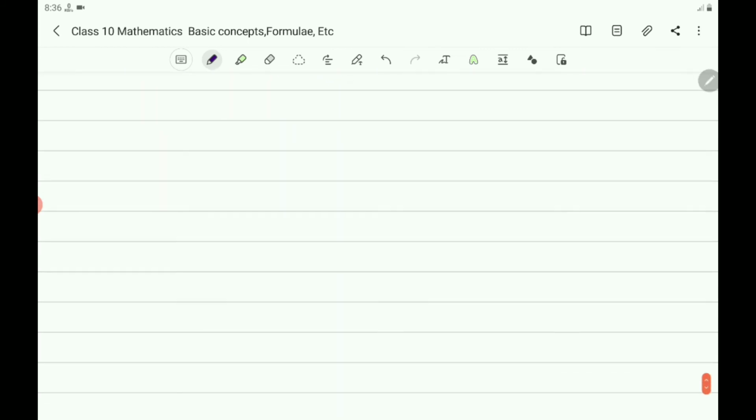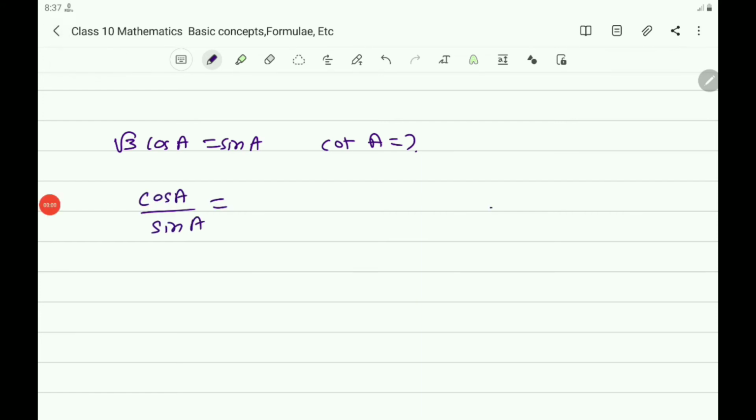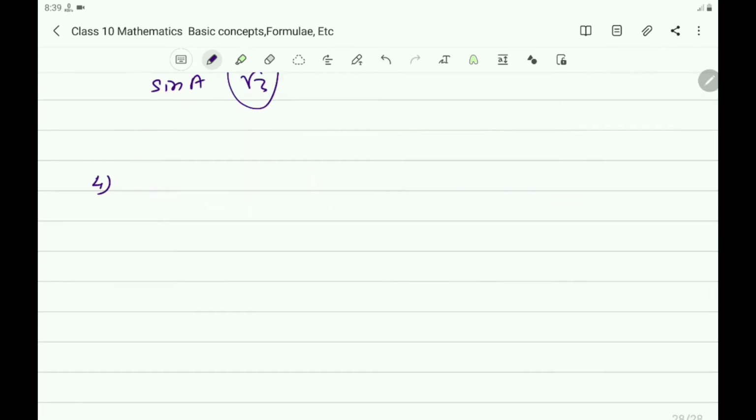Then one more thing, you can take root 3 cos A equals sin A. Then cot A equals. So you take cos A by sin A. As this comes here, it must come here. That becomes 1 by root 3. Cos A by sin A is cot A. So cot A is equals to what? 1 by root 3.